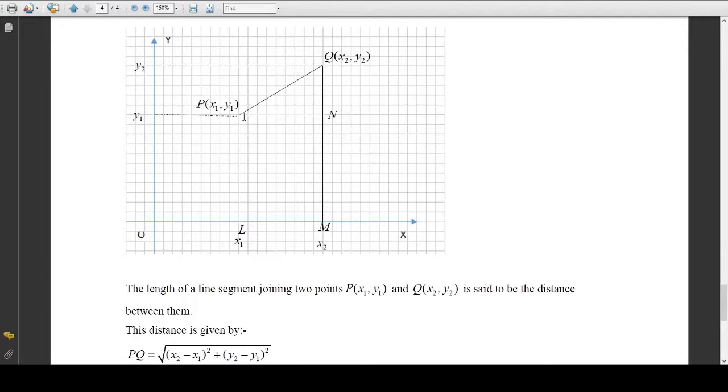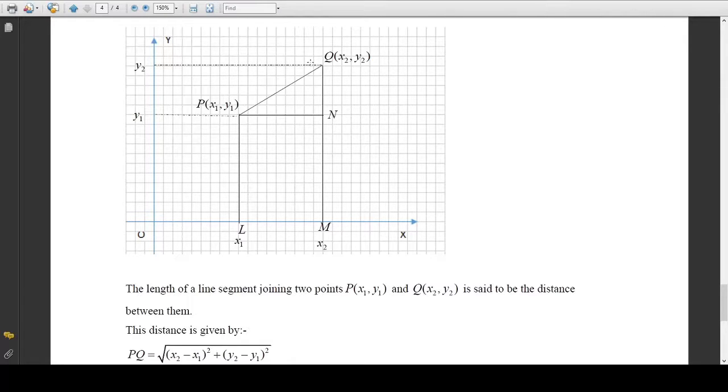And this PN, what is the PN? PN is OM minus OL, isn't it? What is OM? It is x2. What is OL? It is x1. That means PN will be x2 minus x1, isn't it?